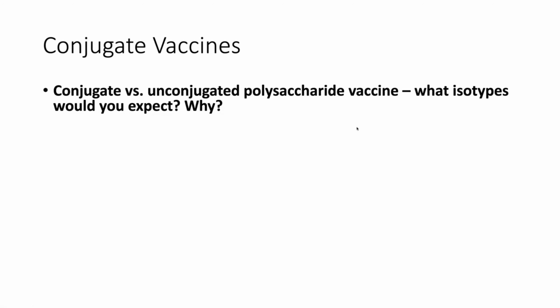So Leah, conjugate versus unconjugated polysaccharide vaccine. What isotype would you expect in a conjugate versus one that's not a conjugate polysaccharide vaccine, and why? If you are conjugating it, and we have the protein there, you can make the IgG. If you're not conjugated, if it's polysaccharide, then you would only create the IgM because you're using the B cells for that. So you don't get the isotype switching.